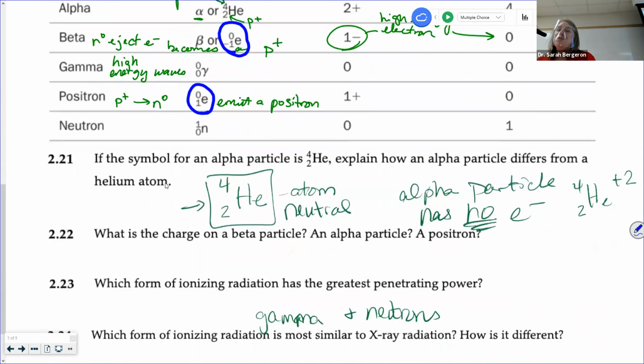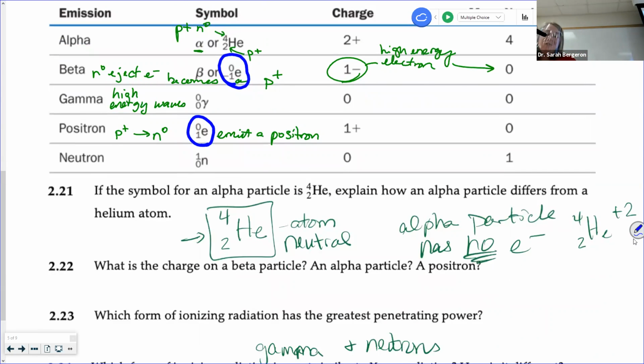All right, so use your table up above. What is the charge on a beta particle? Go up, find your beta particle. Here's your beta particle. What's the charge? -1. What's the charge on an alpha particle? +2, because we have 2 protons, so we have a +2. And a positron? +1. Okay.